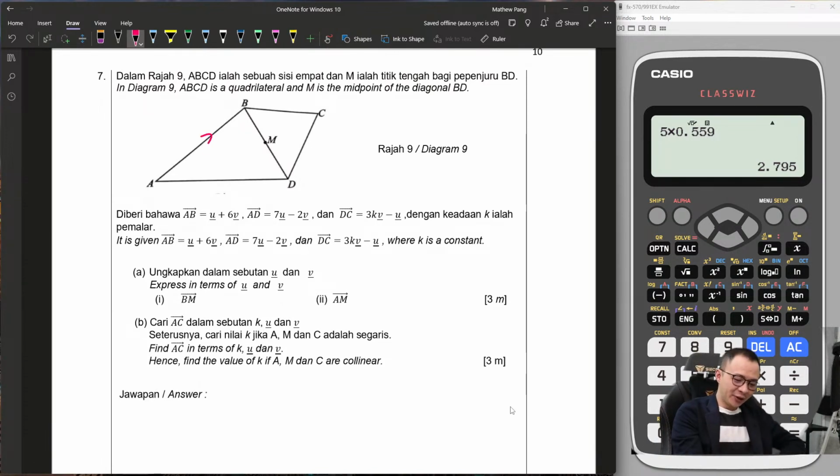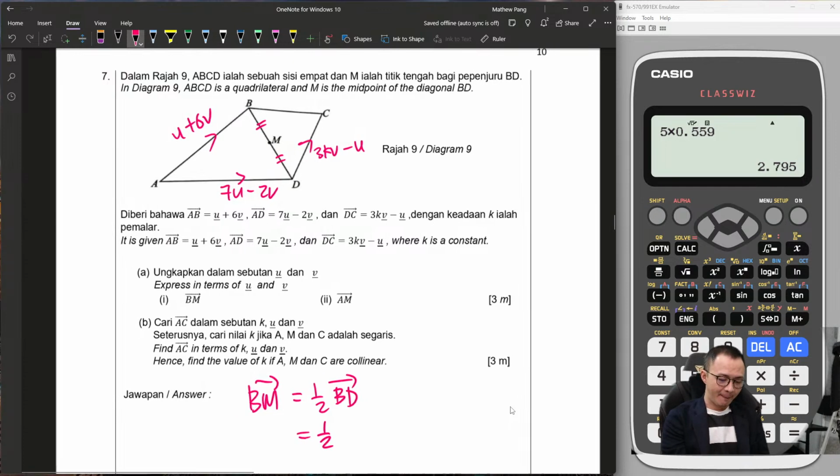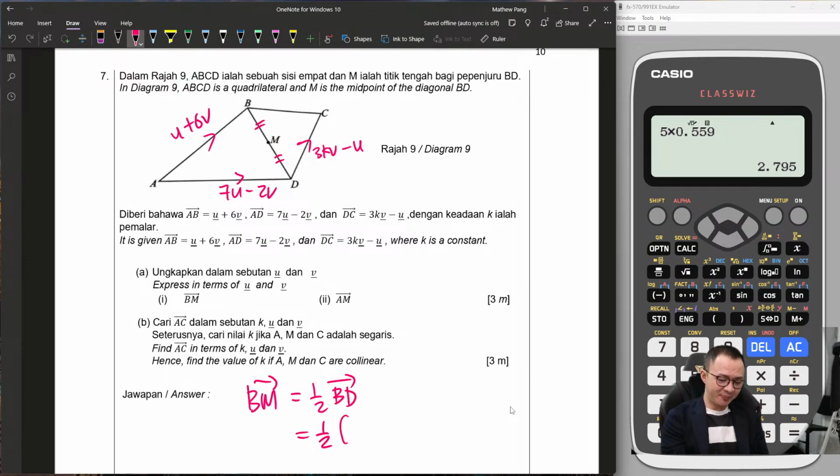Alright, so we got the AB. So AB is U plus 6V. AD is 7U minus 2V. And DC is 3KV minus U. Alright, this is all the information I have. And then I know M is a midpoint. Alright, this is midpoint. It's some good news for me. Then I want to find BM. So BM is basically half of the BD, isn't it? Okay, makes sense because M is the midpoint. So BD is basically BA plus AD, isn't it?